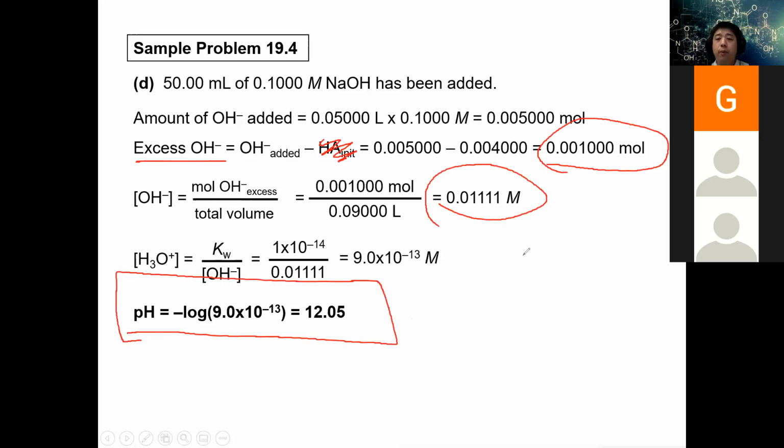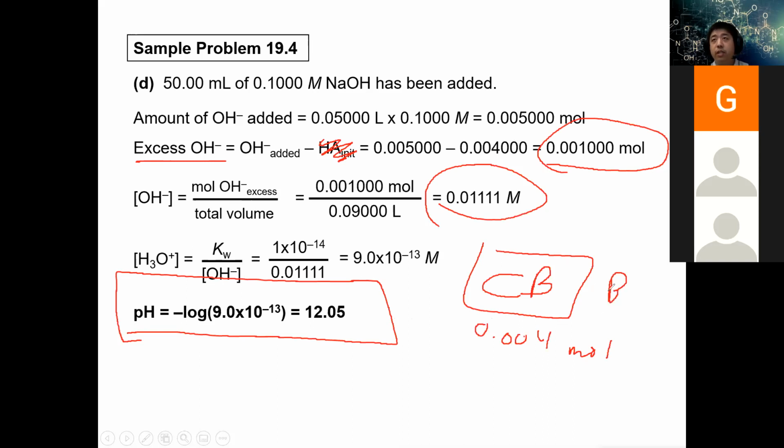Now, some of you are probably wondering, what about that conjugate base that we have? Okay, we had some concentration of it. We had about 0.004 moles of conjugate base. This must contribute some amount, right? Because this is already going to make our solution basic. So why don't we account for this?